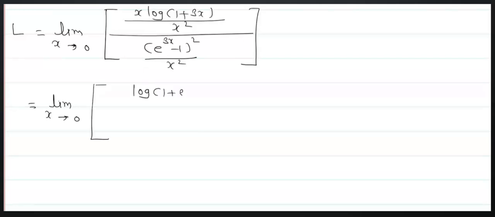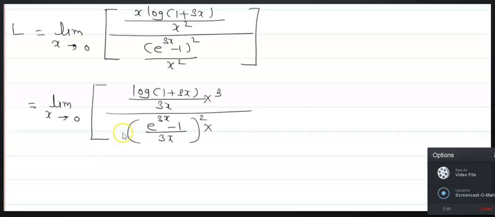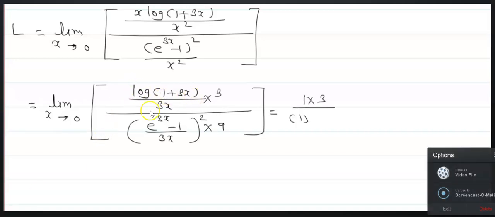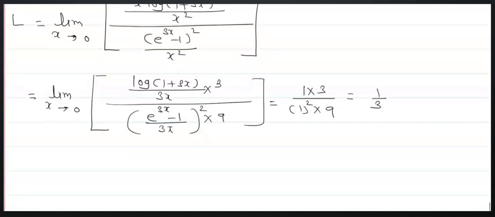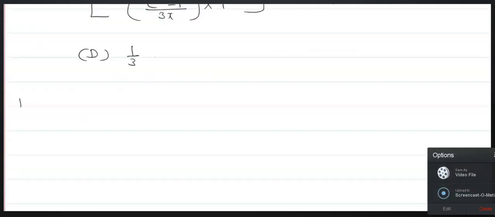Therefore, limit x tends to 0, log of (1 plus 3x) upon 3x into 3, (e raised to 3x minus 1 upon 3x) bracket square. Now we have to adjust here, that is a 9. It's a bracket square, therefore this is a 9 multiplied by 9 here. That is, log of (1 plus 3x) upon 3x is 1, 1 into 3, that is a 3. And what about here? 1 square into 9, that is a 9. That is equals to 1 upon 3. Therefore, limit L is equals to 1 upon 3, and hence option D is the correct one.